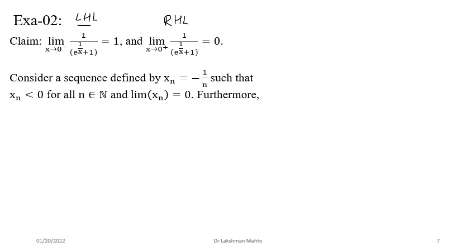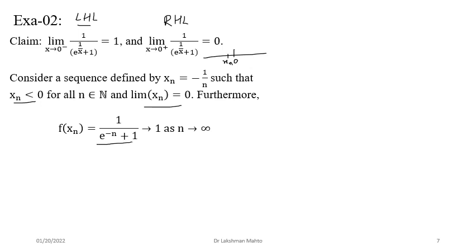Okay, so in the left neighborhood, that means we have to take a sequence like xn equal to minus 1 by n. Then you can see that each term of the sequence minus 1 by n falls on the left side of 0. And also the sequence is converging to 0, that is, the limit of the sequence is 0. So what we do, we have to see the behavior of the corresponding functional sequence. So what would be the corresponding functional sequence? In place of x, substitute minus 1 by n, and if you simplify, you will get the functional sequence 1 by e to the power minus n, plus 1.